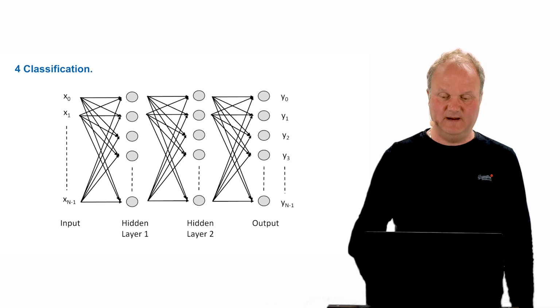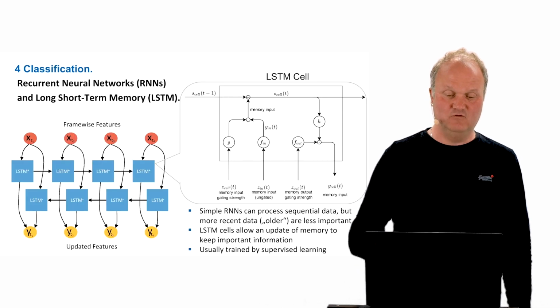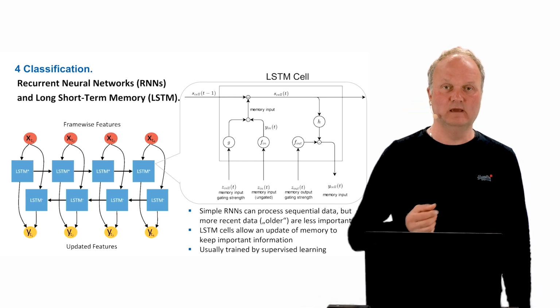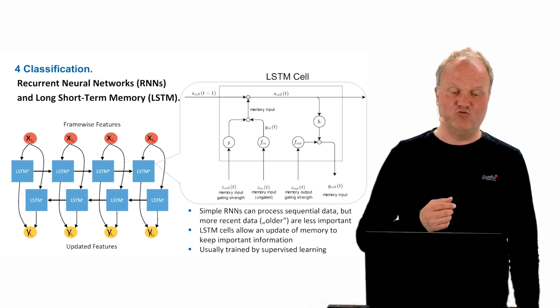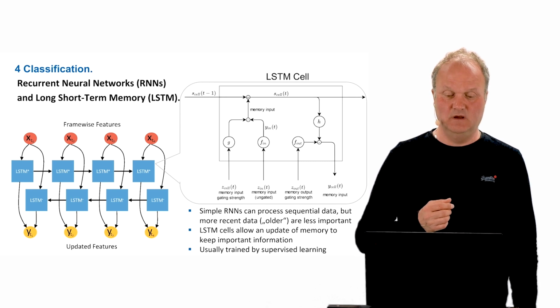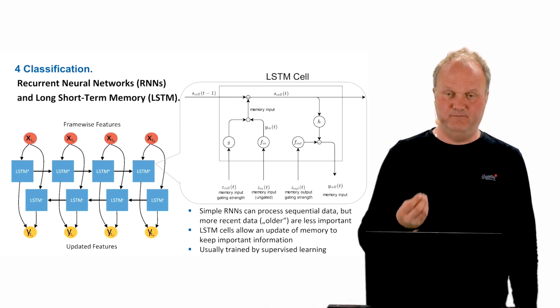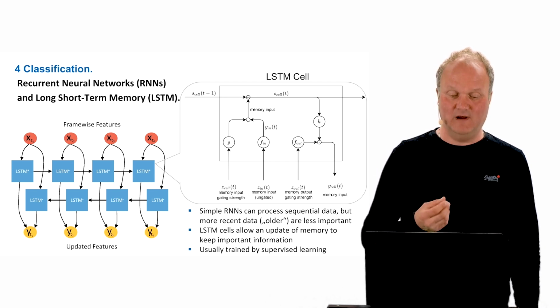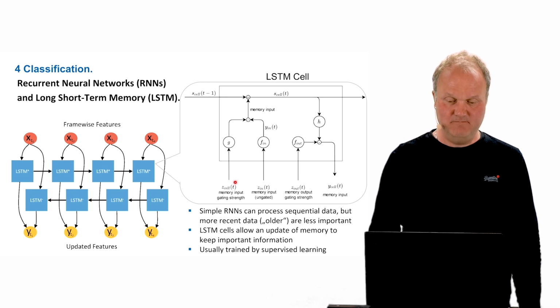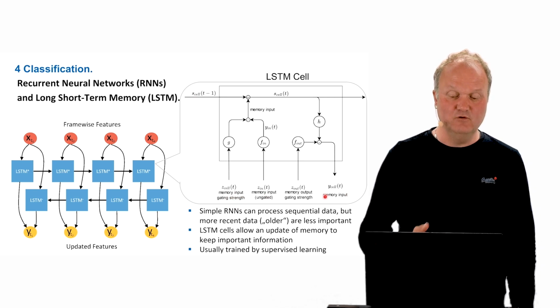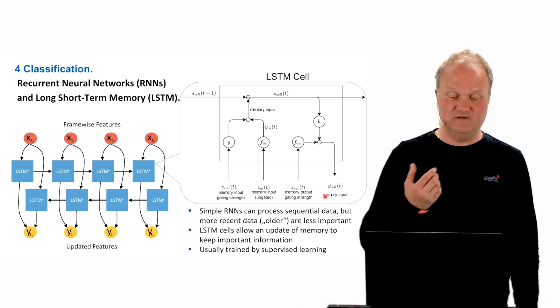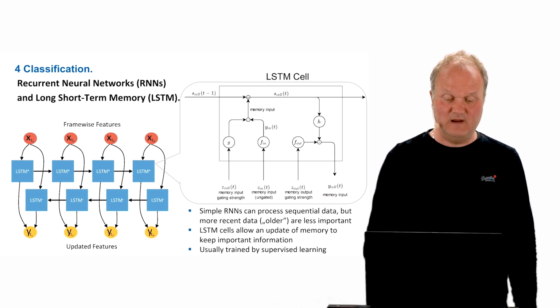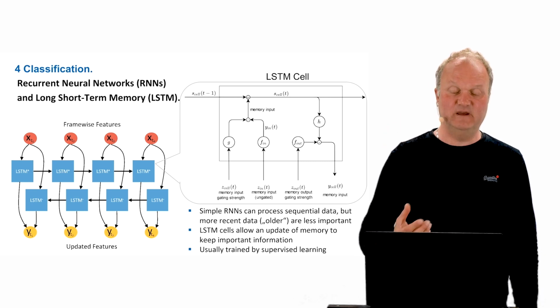This can be resolved by making recurrence to previous state, that is by putting memory into such a hidden Markov model, and this is called a recurrent neural network. One particularly successful way of doing this is by using so-called long short-term memory, or LSTM. You see LSTM as a block here, as a cell, which has certain input and output values, and which includes a memory. And that's very important because an LSTM cell allows an update of the memory to keep important information in the network.